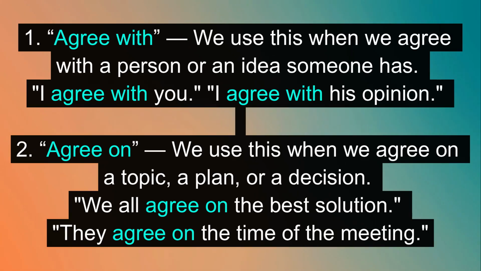1. Agree with. We use this when we agree with a person or an idea someone has. I agree with you. I agree with his opinion. 2. Agree on. We use this when we agree on a topic, a plan, or a decision. We all agree on the best solution. They agree on the time of the meeting.